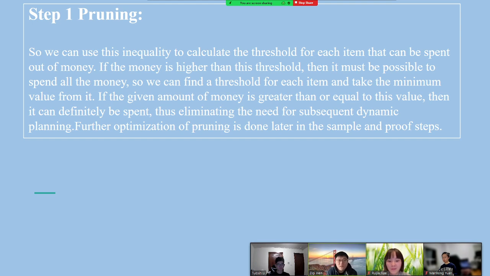So we can find the minimum value of all of the thresholds, which can be calculated for each kind of commodity from its min value and max value. Further optimization of pruning is done later in the sample and proof steps.